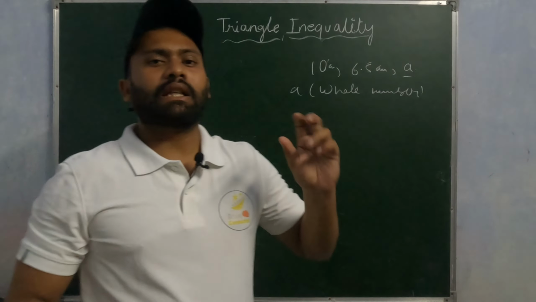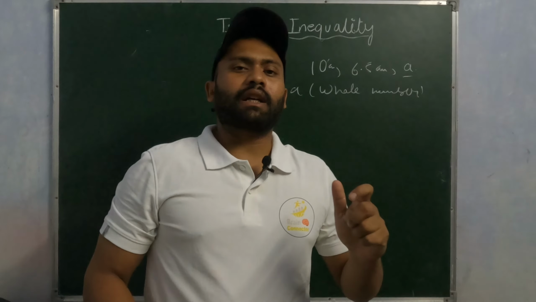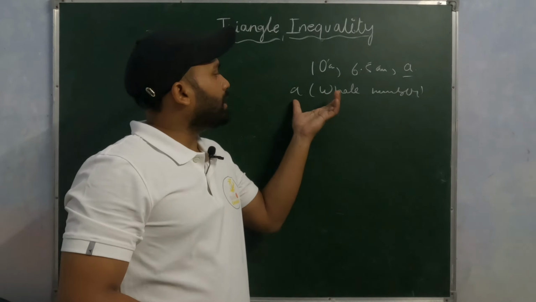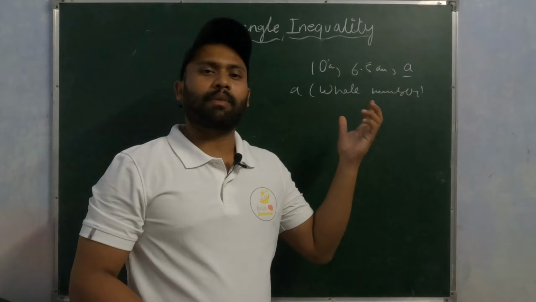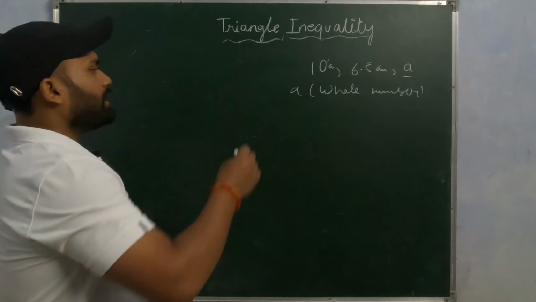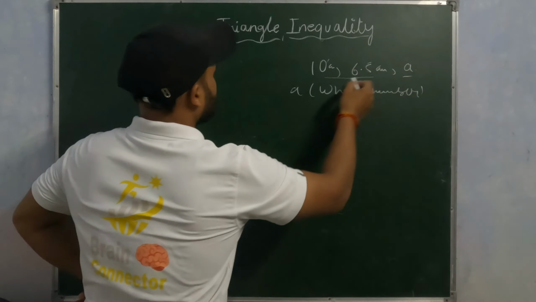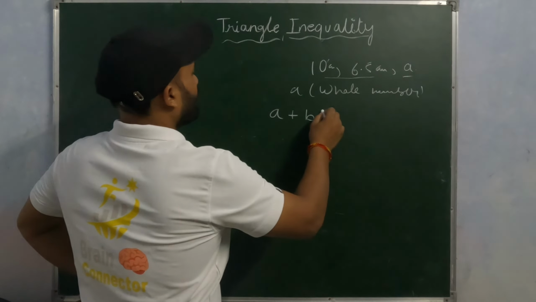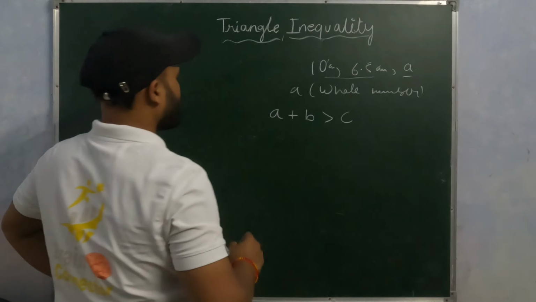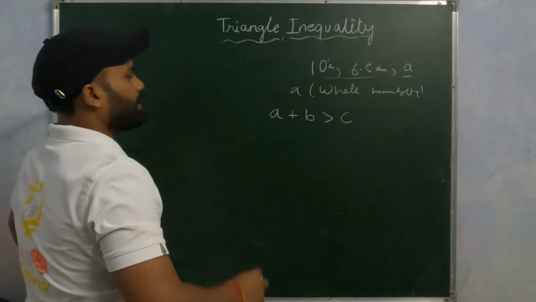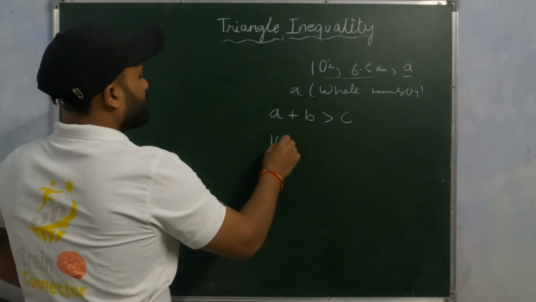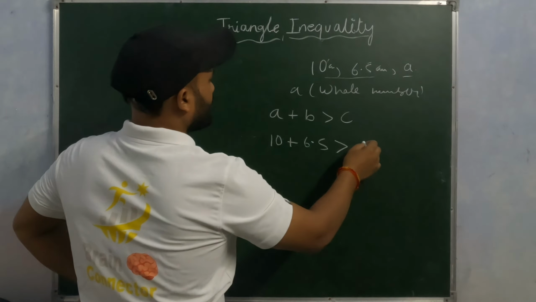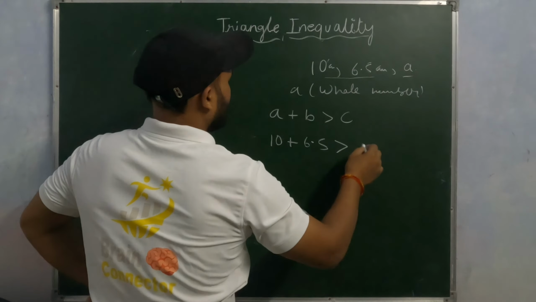By the theorem we know... what will be the minimum value of A? We will find it by the use of the theorem. Okay, let's find it. The theorem says that the sum of two sides, a plus b, will always be greater than the third side, which is c. Two sides are given here. Let's add this: 10 plus 6.5 will be greater than c, where c means the third side, which is A.